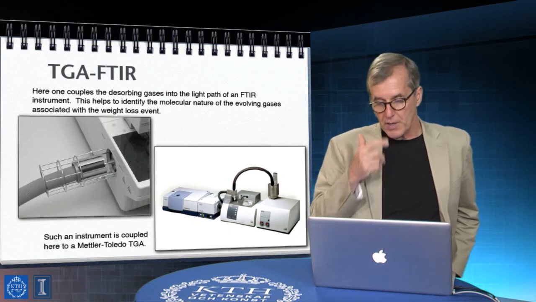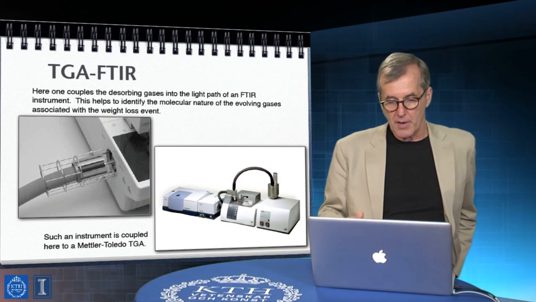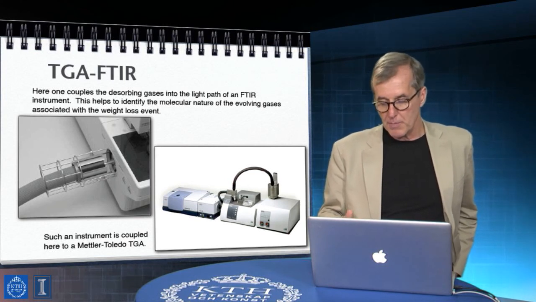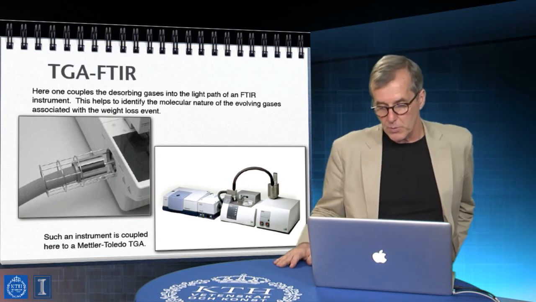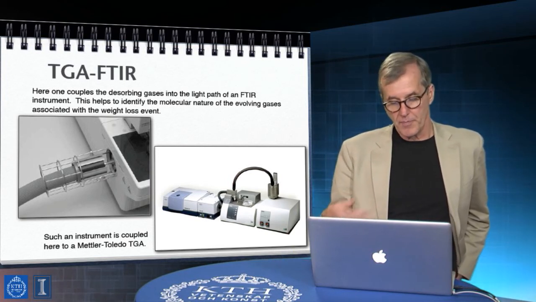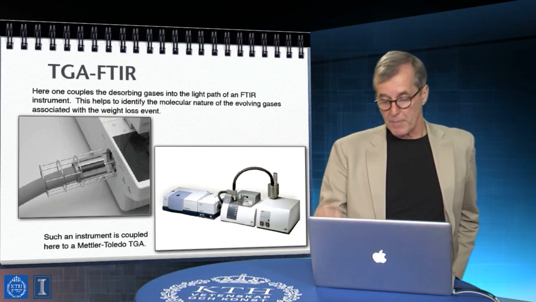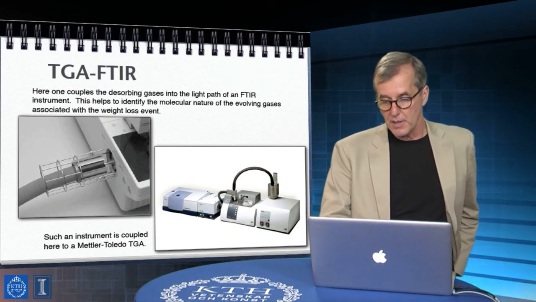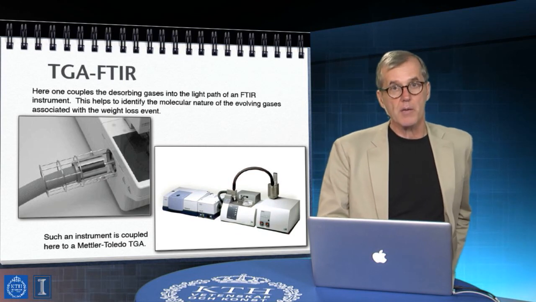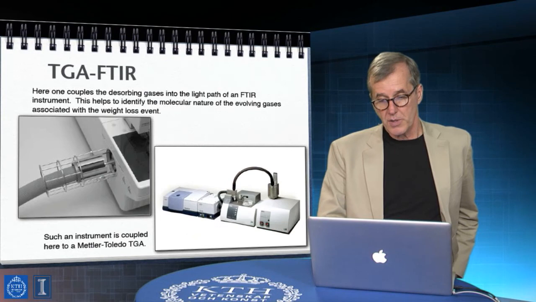Other kinds of analyses have been done as well. For example, this is a coupling between a TGA and an FTIR. The input could be coupled to a light pipe, which allows you to sample, via an internal reflection technique, compounds that are present in the gas phase, and then we can identify a component from its vibrational spectra. Okay, so that brings us to the end of thermal analysis.